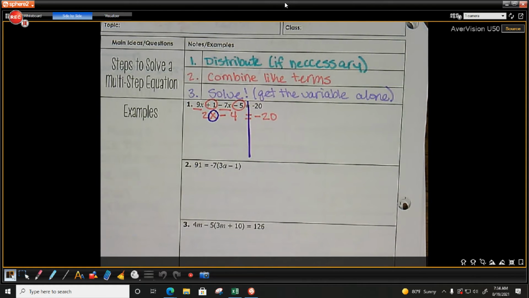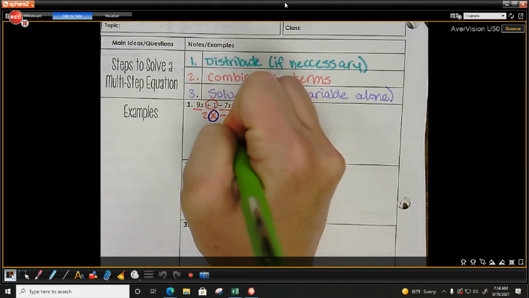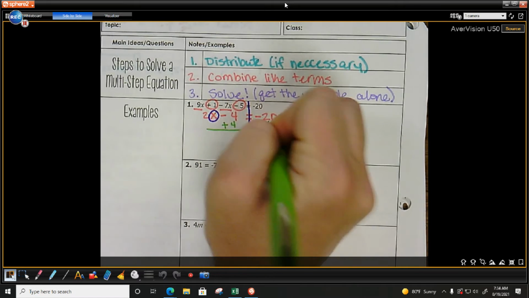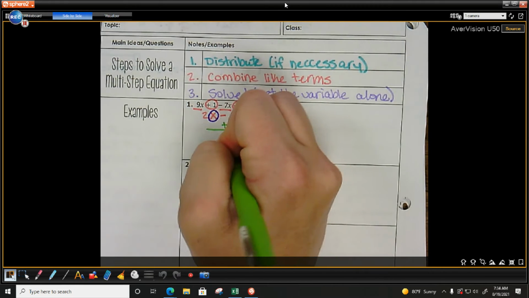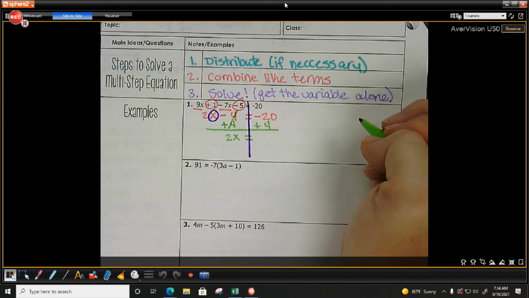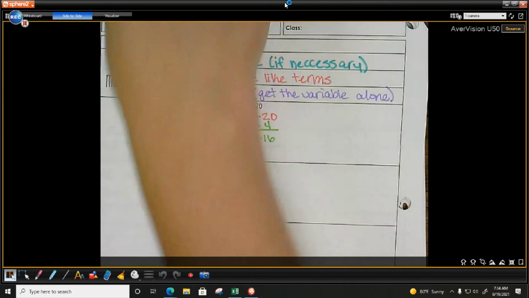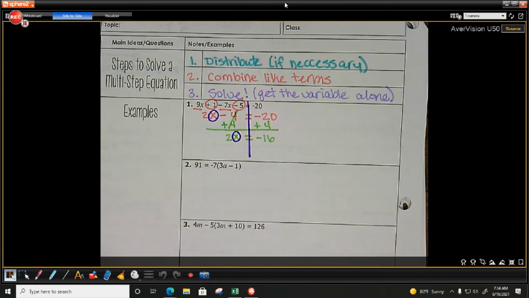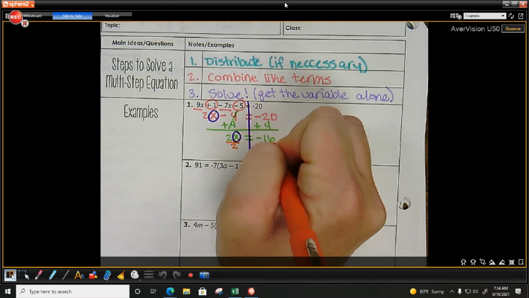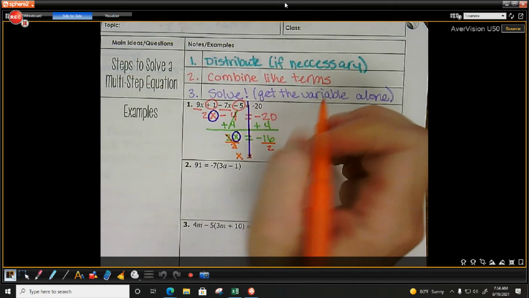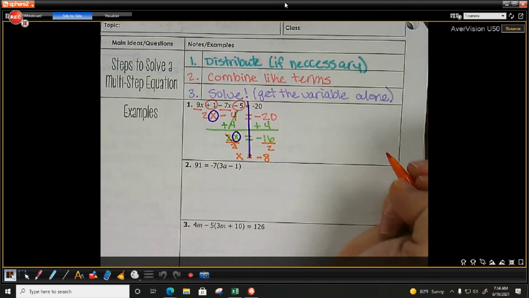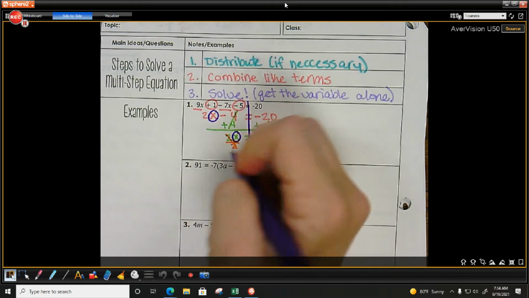What's on the same side as the x but not glued to it? Add 4. Very good. The 4 is your constant, so you're going to add 4 to move it to the other side. Negative 4 plus 4 cancel out, and I get 2x equals negative 16. Keep your x circled. What do I do next? Divide by 2. The 2 is glued to the variable, meaning it's multiplied. So I get x equals negative 8. Do I now have the variable all by itself? There's my answer.